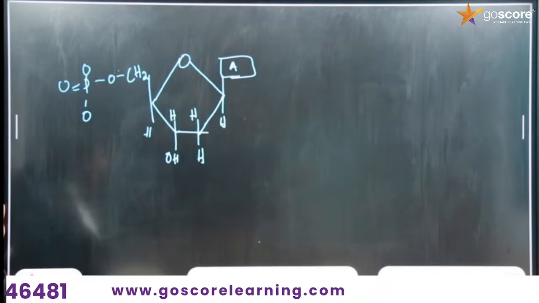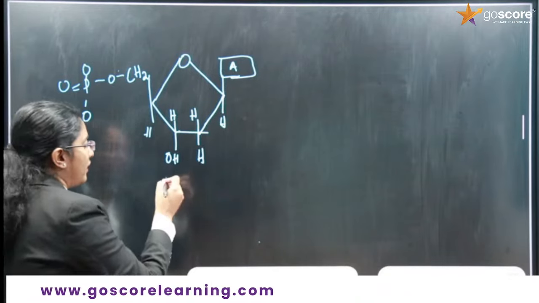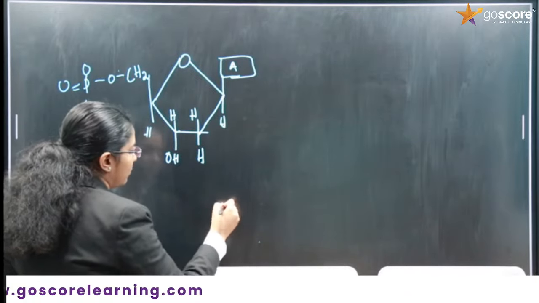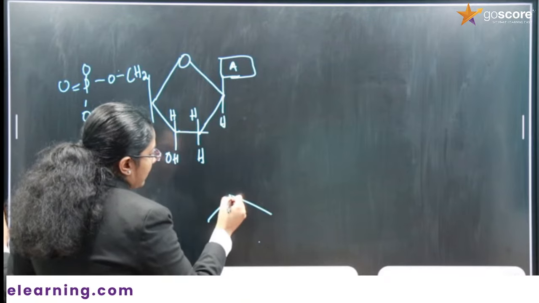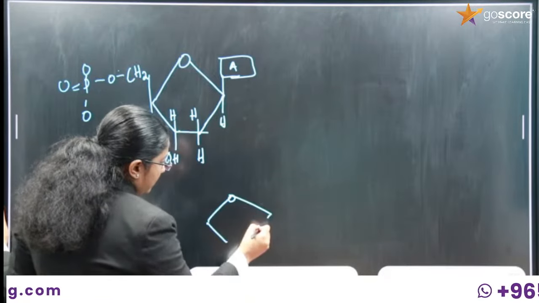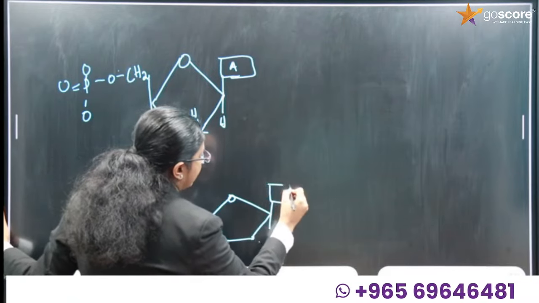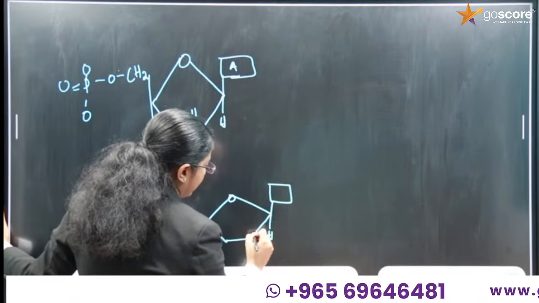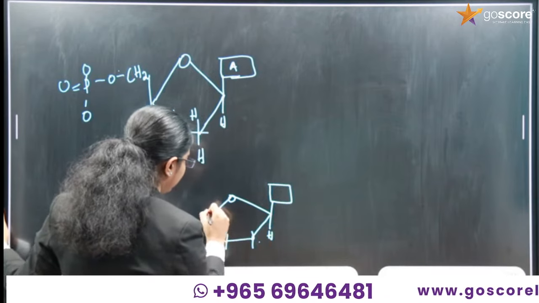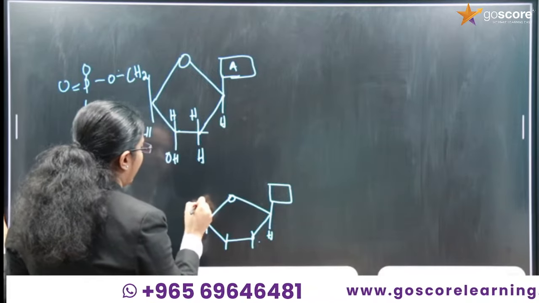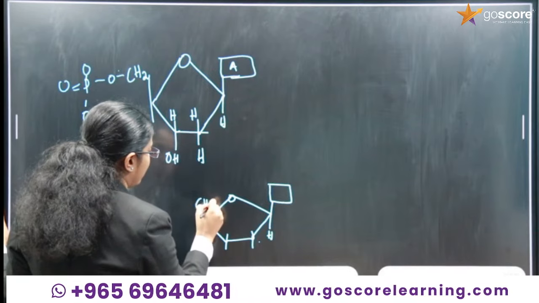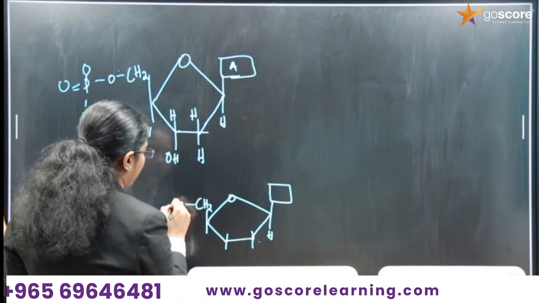Next, another nucleotide is present. So we can write the other nucleotide here. This is the second nitrogen base. Here we have CH2, PO4.